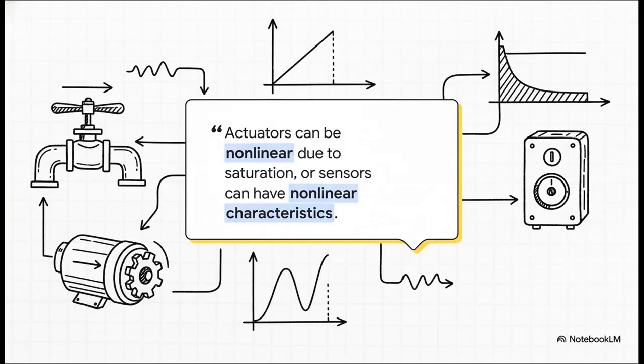Right, so here's the crucial point. Physical things have limits. A valve can only open so much. A motor can only spin so fast. An amplifier hits a max volume, and that's it. This behavior, where the output just flat lines even if the input keeps going up, is called saturation. And it is, by its very nature, non-linear. Our straight line model just can't handle it on its own.